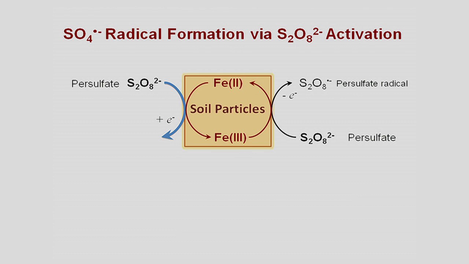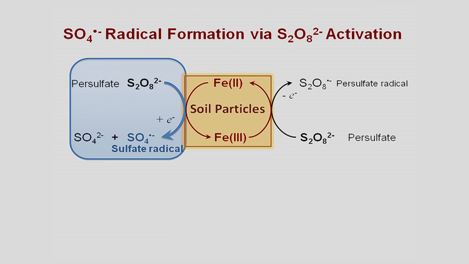Persulfate then reacts with the reduced form of iron, which is iron 2, and oxidizes iron 2 to iron 3. The persulfate itself is activated into a sulfate anion and, more importantly, a sulfate radical. Sulfate radical is a very oxidative radical species that can be used to oxidize those contaminants in the Superfund sites. Because this is a redox cycle between iron 3 and iron 2 that activates the persulfate into sulfate radicals, it is a catalytic reaction process controlled by the iron minerals in the subsurface.